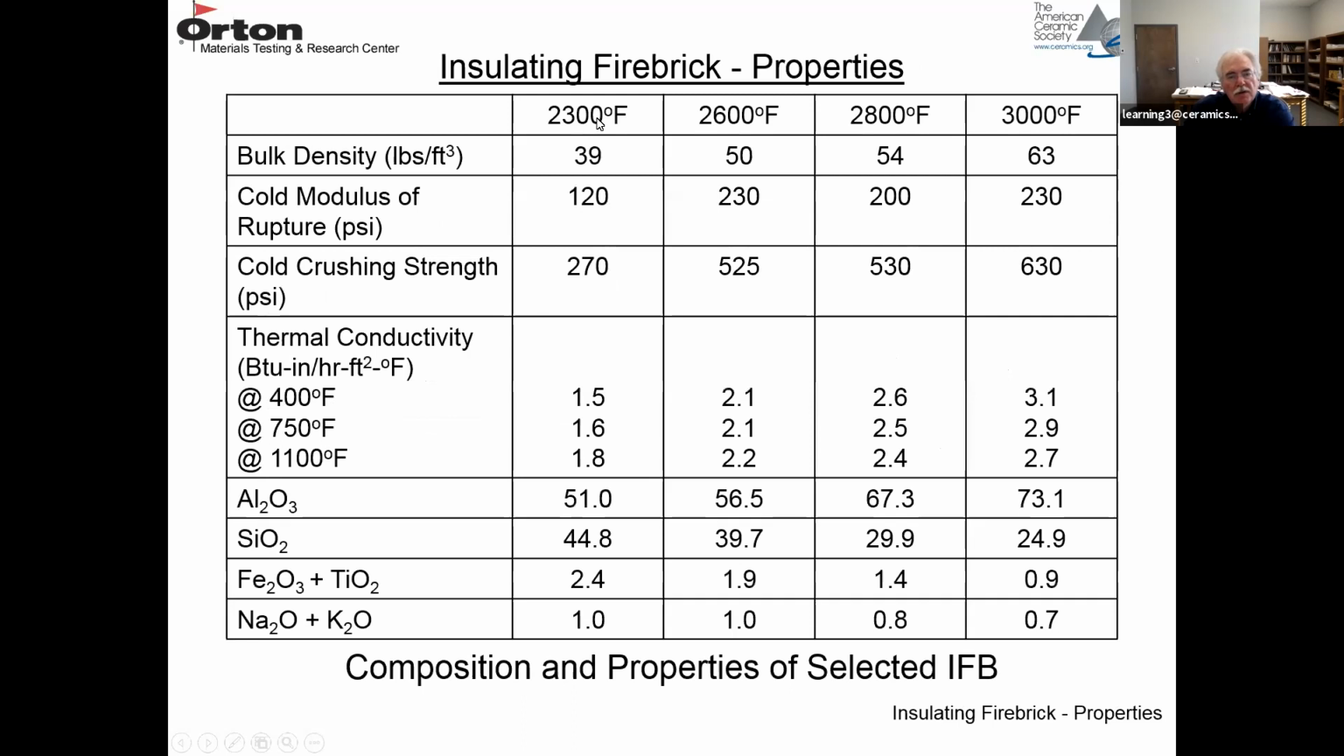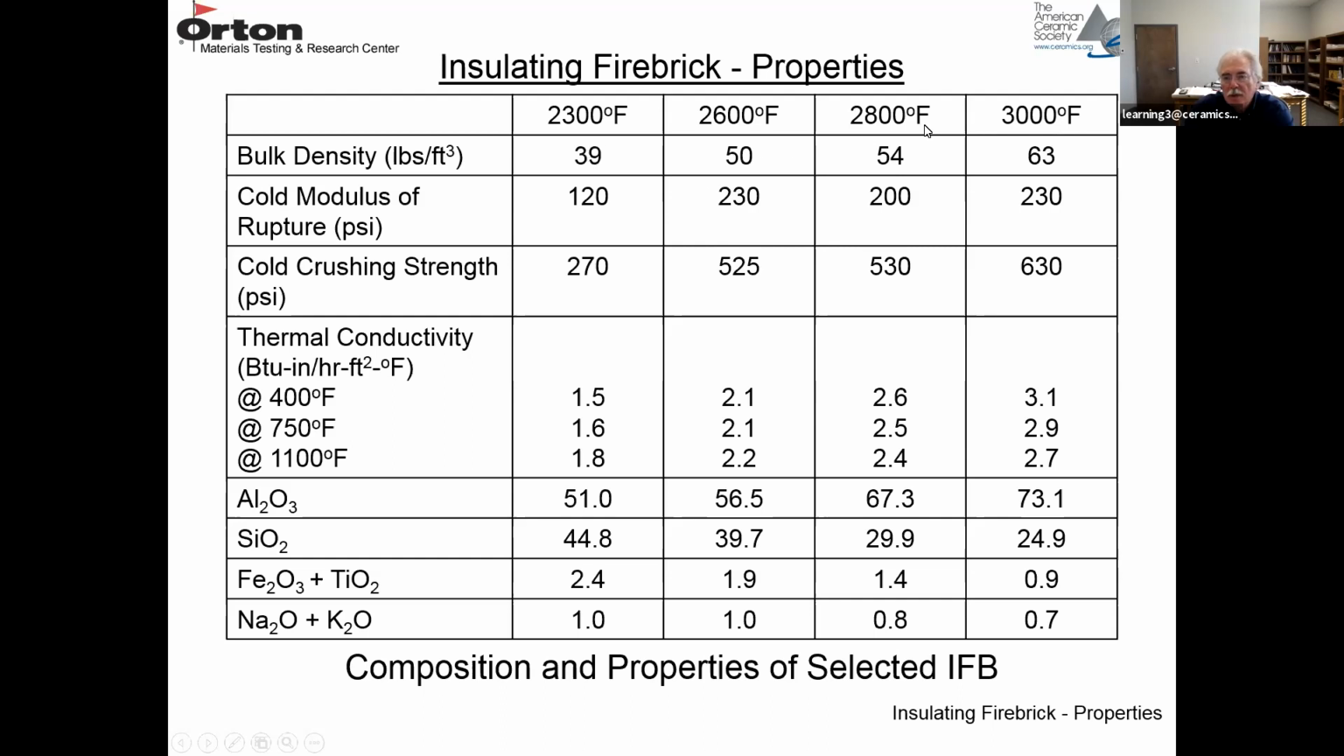So IFBs are generally ranked by the use temperature, and these are the common ones: 2300 F, 26, 28, and 3000 F. So a 2300 degree F IFB would certainly be useful to like 50 degrees lower than this temperature, or 2250 degrees F. This one would be useful to about 2950 degrees F.